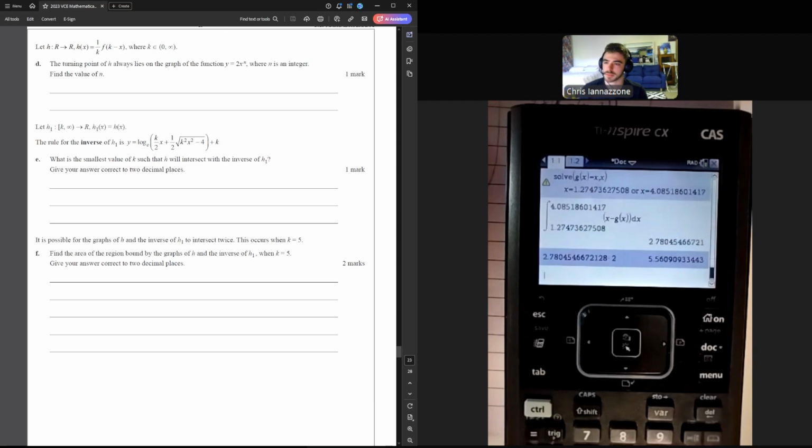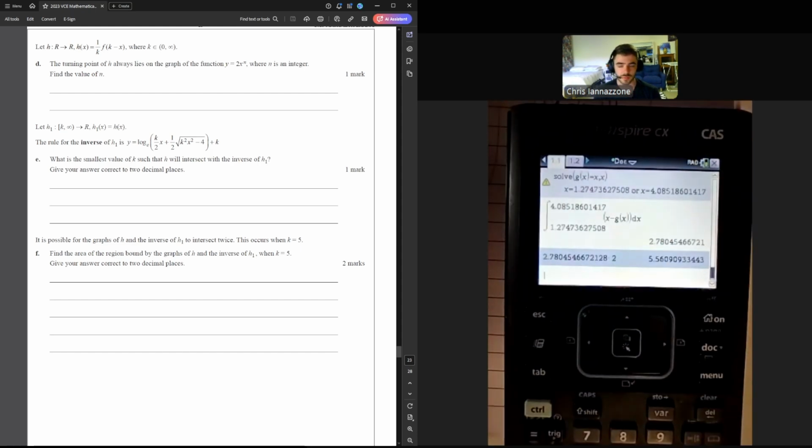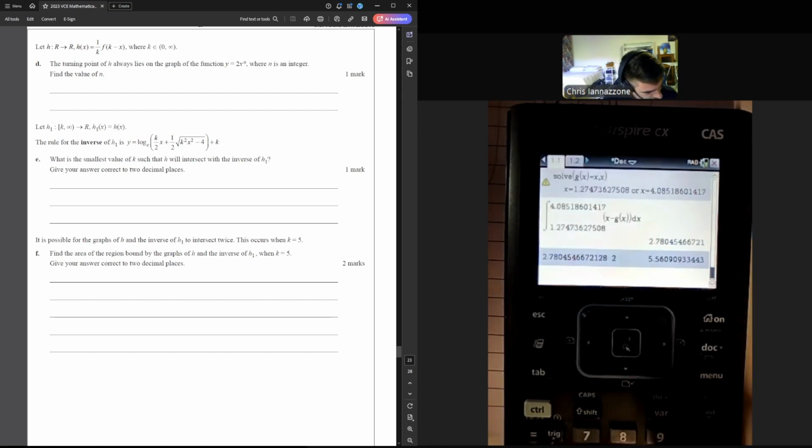Okay, bit of an interesting one in part D. We're told that the turning point of some new transformed version of f of x is going to always lie on the graph of 2x to the power of n, where n is an integer. So how do we figure that out? Well, we are told specifically the turning point of h will lie on that graph. So one of the first things we should probably do there is figure out where that turning point is, which is going to be a matter of just finding the derivative of h and then setting it equal to 0. So let's find h.